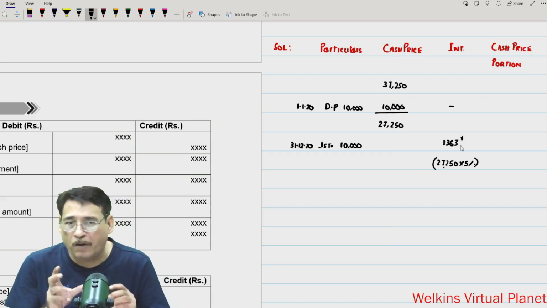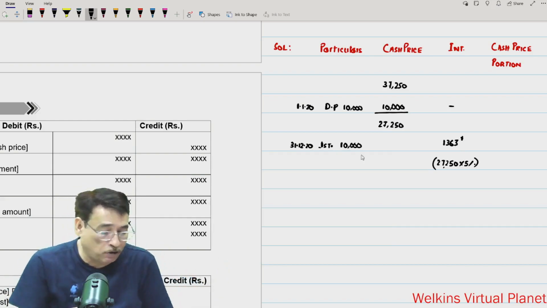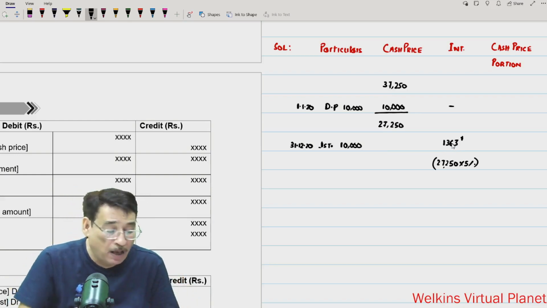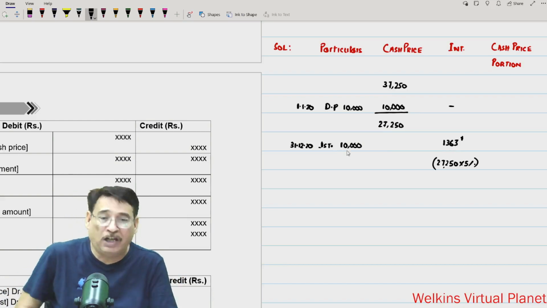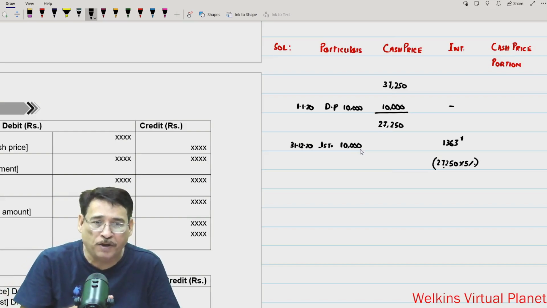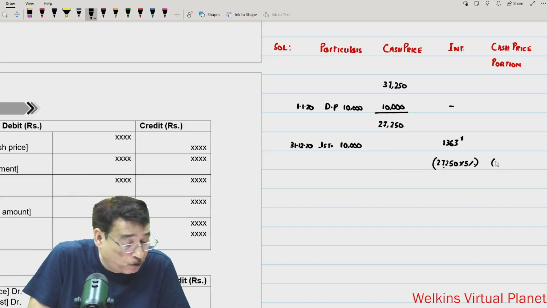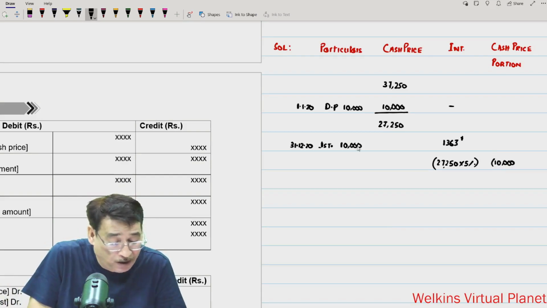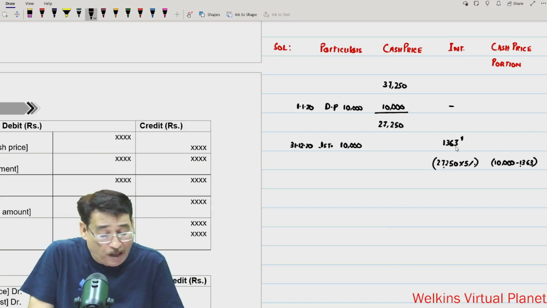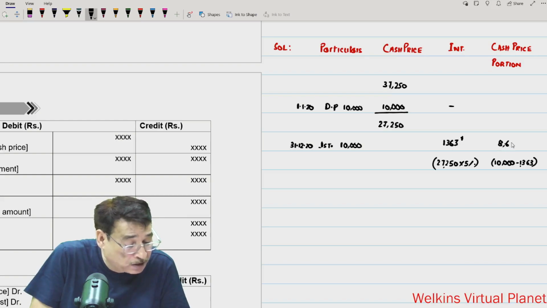Once you have computed the amount of interest, that means out of the 10,000 which you are going to pay, 1,363 is meant for interest. If I subtract 1,363 from 10,000, that will tell us how much I am paying for the cash price portion. Correct? Are you getting my point or not? So all I have to do is subtract 1,363 from 10,000, and I think it will be equal to 8,637.